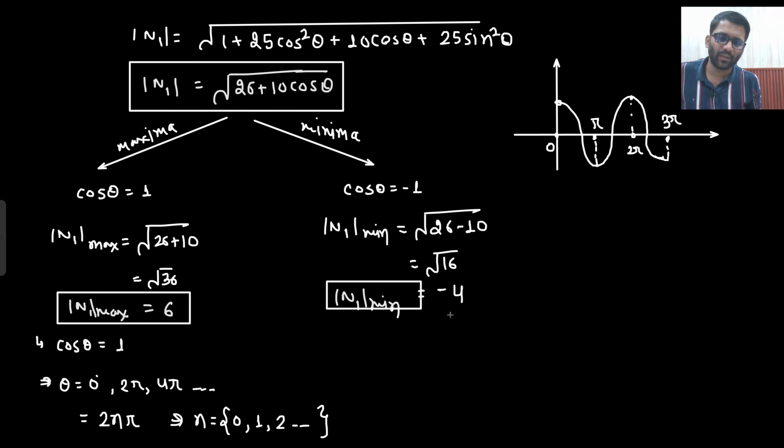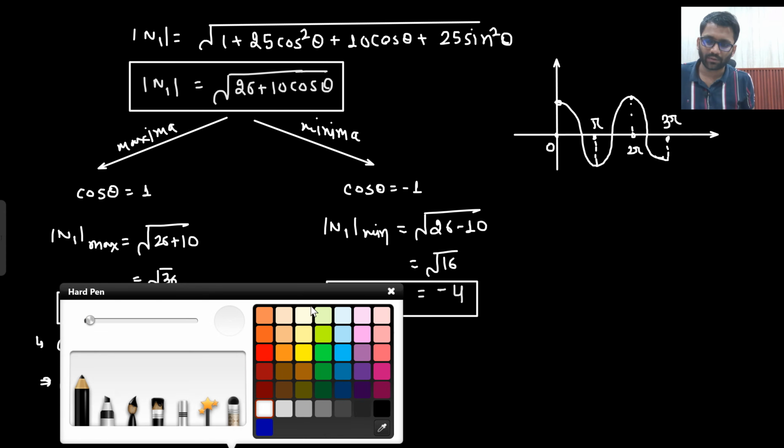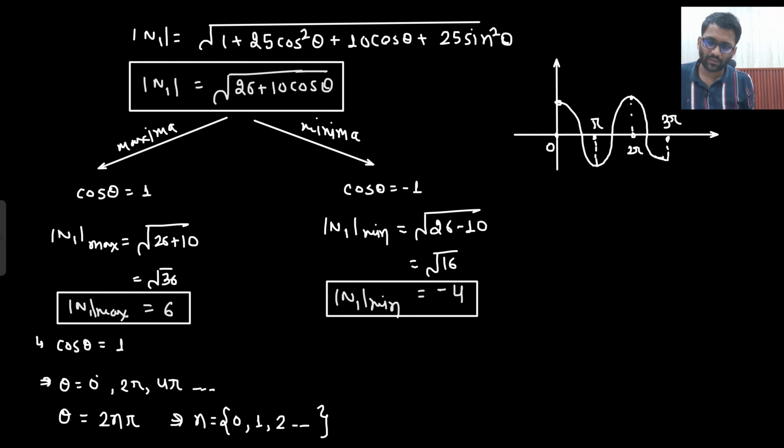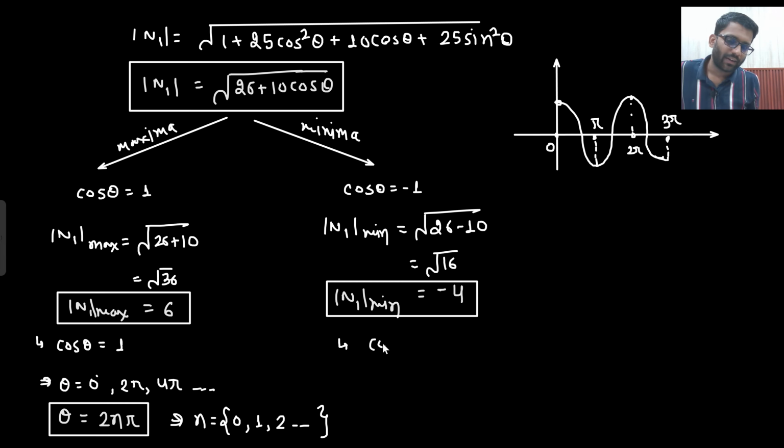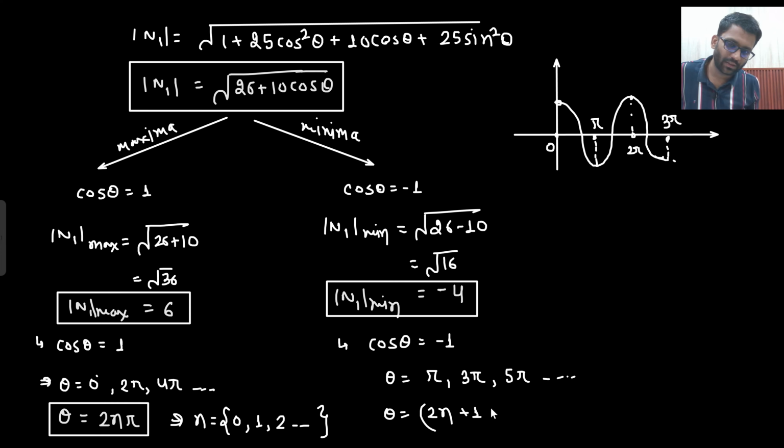Maximum value, minimum value, when it is occurring at theta equals 2n pi. Now when it is occurring at cos theta equals minus 1, what could be my theta value? Pi, 3 pi, 5 pi, 7 pi, in that manner. So what will be the theta value? Theta value could be (2n plus 1) times pi. Say yes or no.